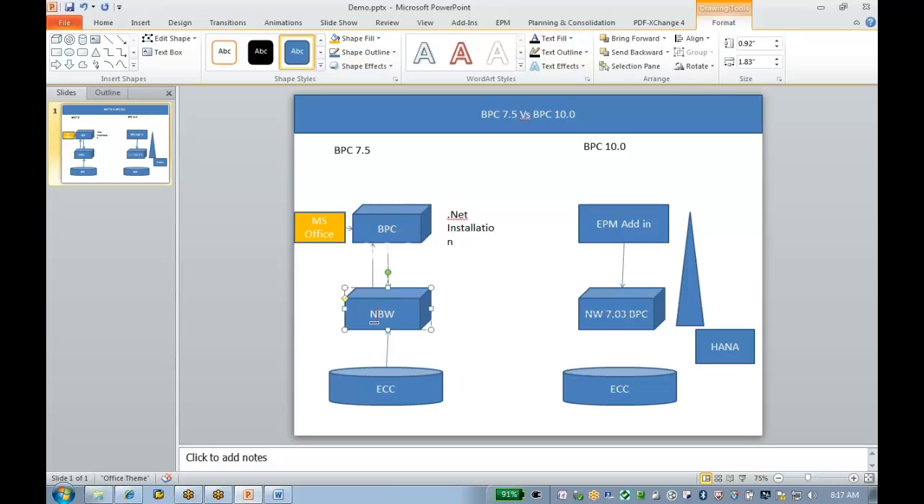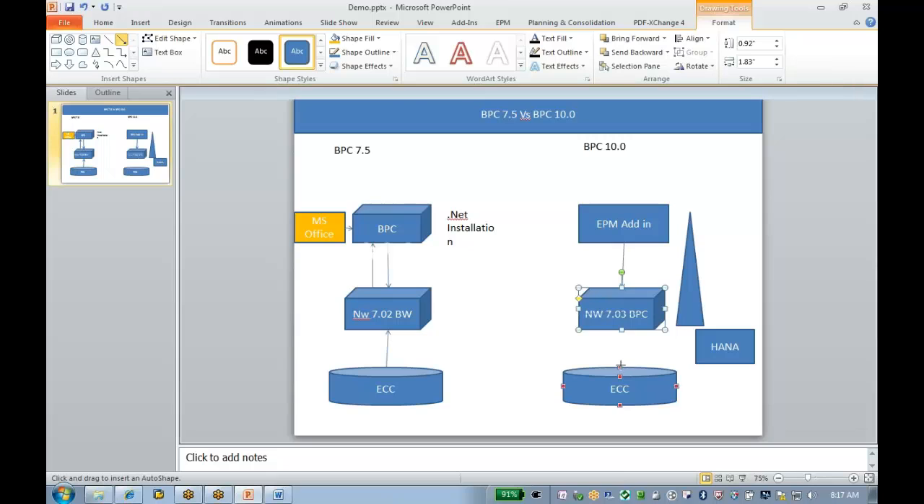NW 7.02. So BPC and NetWeaver 7.02 both are separate installations. If you see BPC 10, the structure you can see is the same.